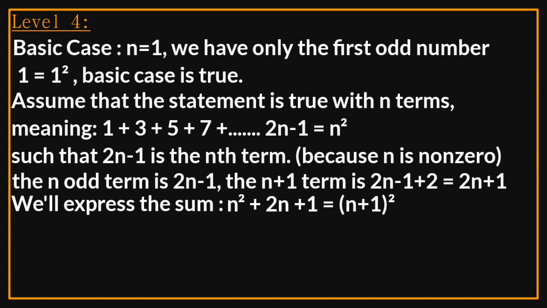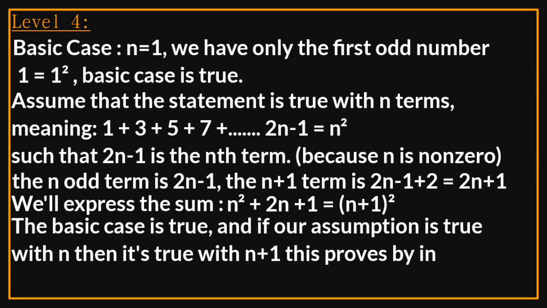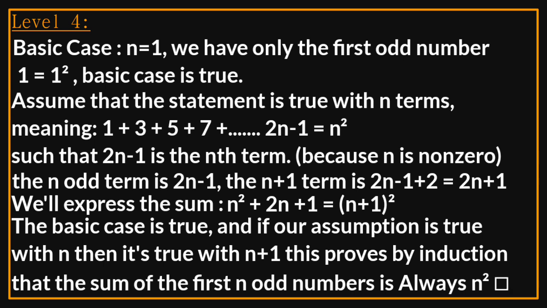So, when we assume the sum of the first n odd terms, we get n squared. When we assume the sum of the first n plus 1 odd terms, we get (n plus 1) squared. Thus, our base case is true. And when our statement is true for n, it becomes true for n plus 1. This proves by induction that the sum of the first n odd terms is always n squared.